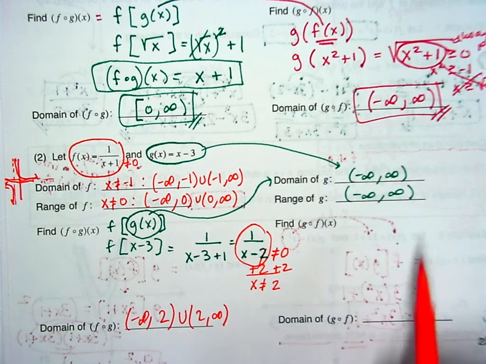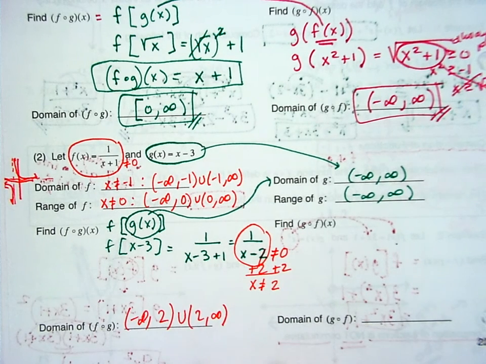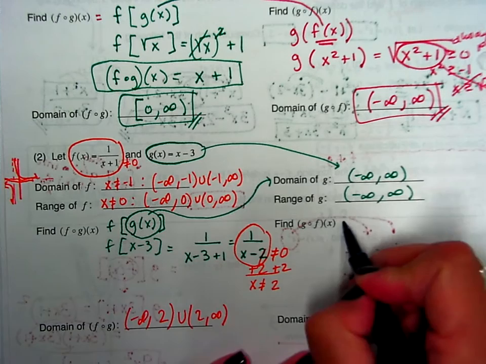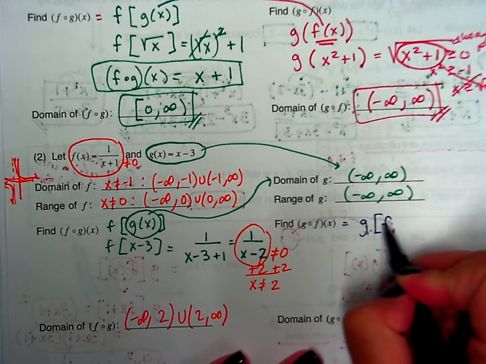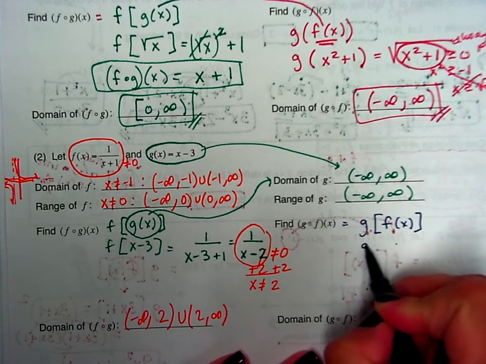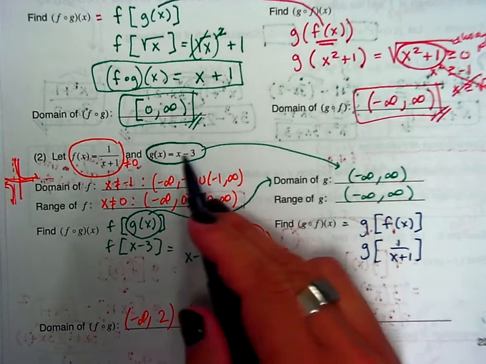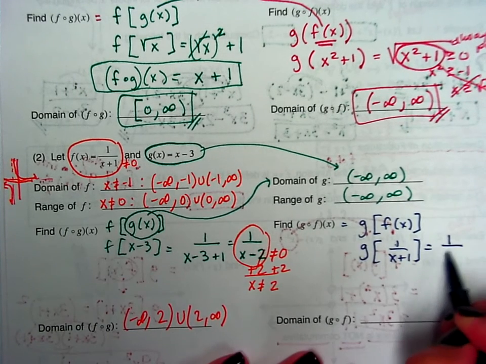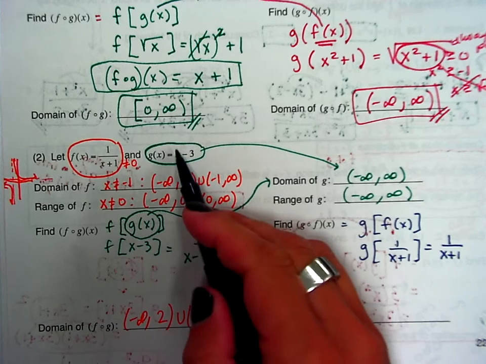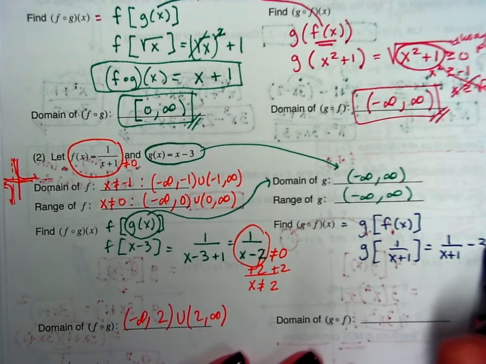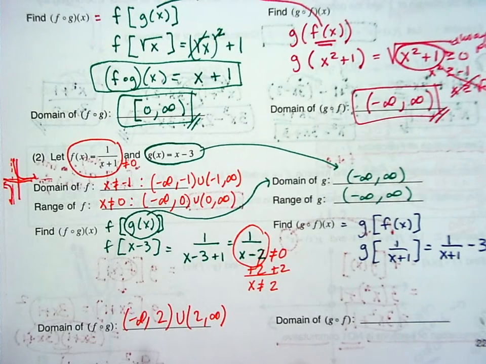All right, let's go the other way. So here for this one, g of f, we do g of f of x. Well, f we know is 1 over x plus 1, and we've got to plug that into g. So this would be 1 over x plus 1, that's instead of x, minus 3. Okay, well, what's my issue here?